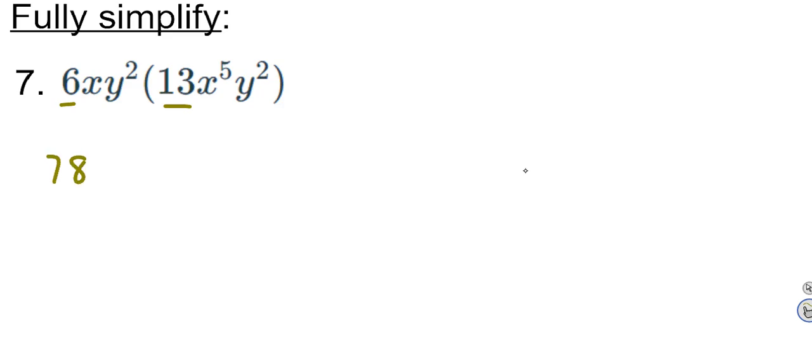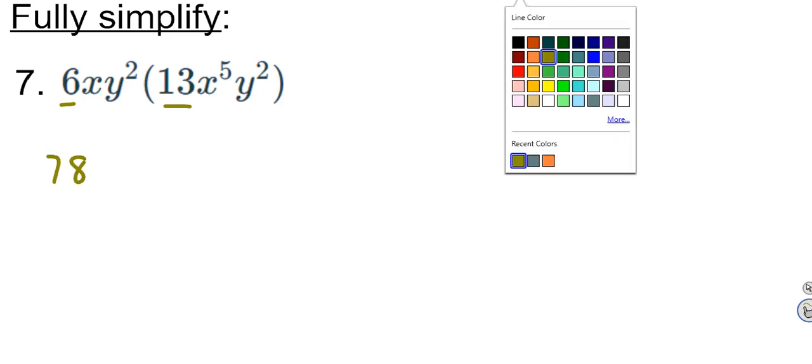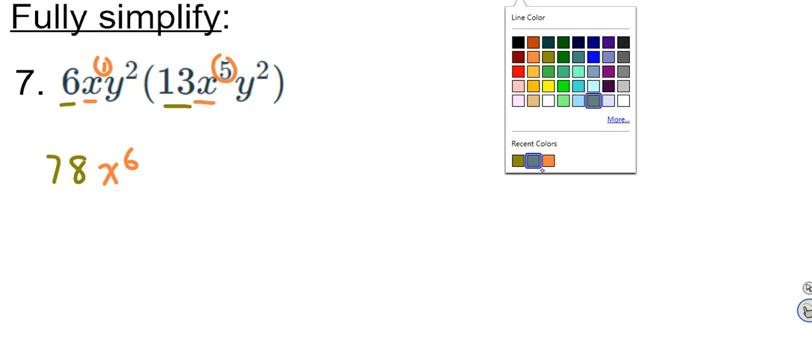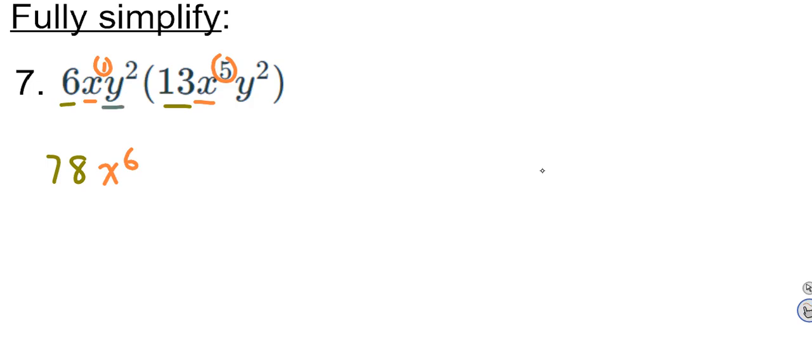Does that make sense? And then we've got our x to the first, x to the fifth. So x to the first times x to the fifth. We write our x, and we add 1 plus 5 is 6. We're done with our x's. And now let's look at y. We have y squared times y squared. We write our y. 2 plus 2 is 4. And we're done.